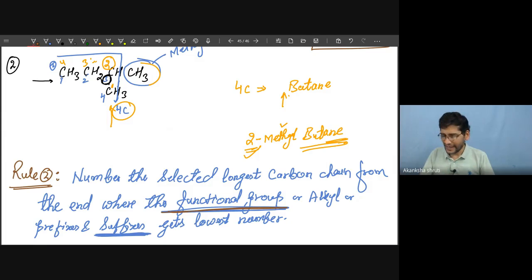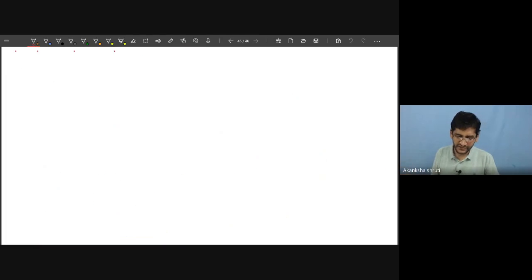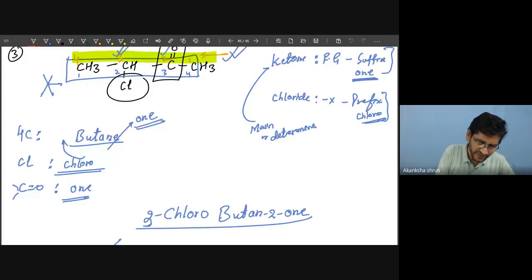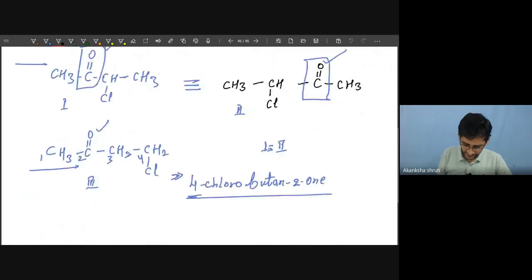Forget the other auxiliary, like alkyl. If the functional group is not there, then this alkyl group numbering should be considered. Are you getting? So write that rule, we shall write a note here.